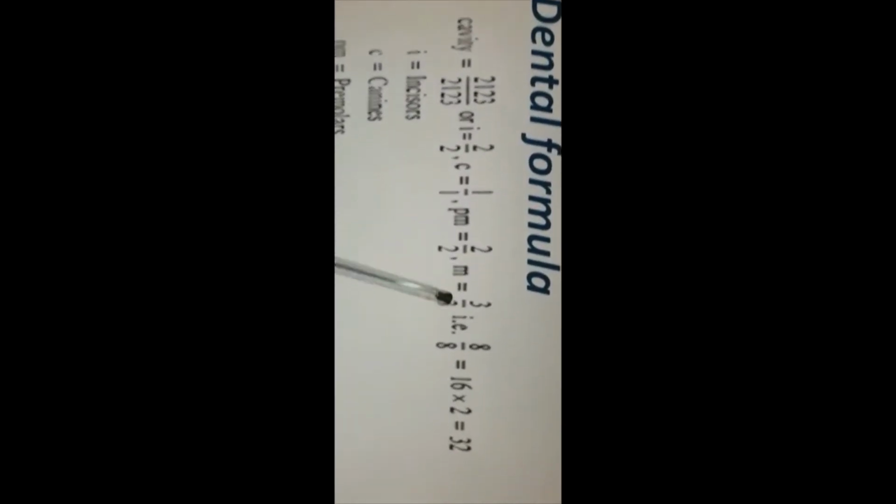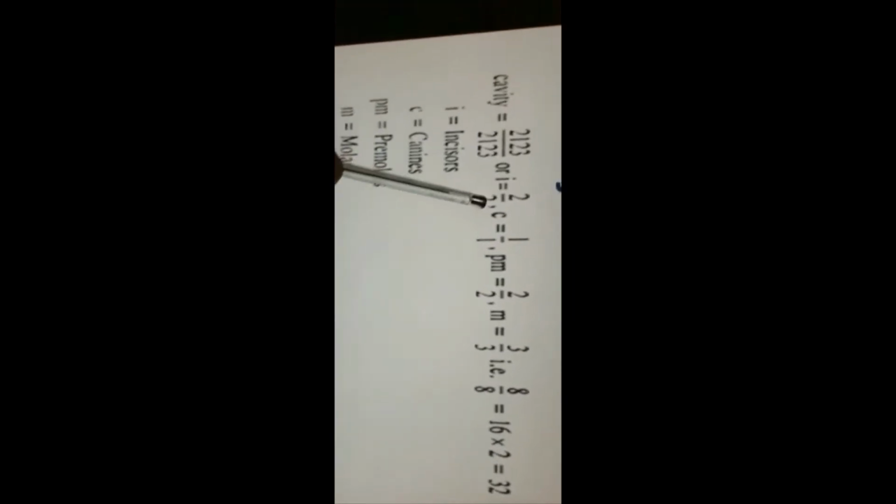You can see here. Now we have the dental formula. The formula is 2 by 2, 1 by 1, 2 by 2, 3 by 3. So 2 by 2 are the incisors, 1 by 1 are the canines, 2 by 2 are the premolars and 3 by 3 are the molars. So in total we have 16. You can calculate here, 16 times 2 is 32. So the total number of teeth is 32.